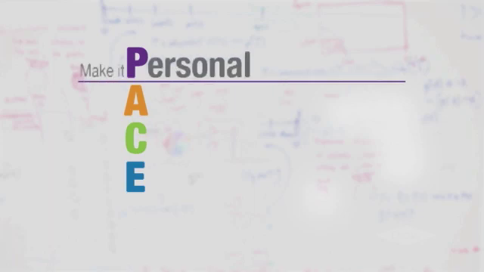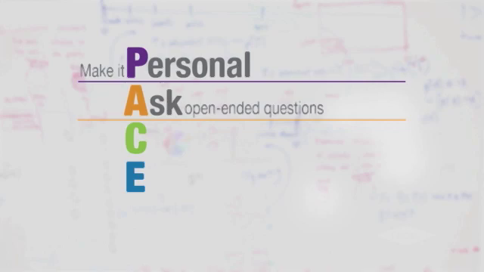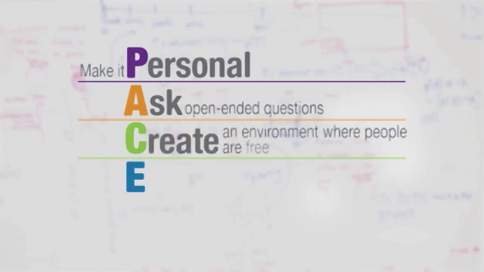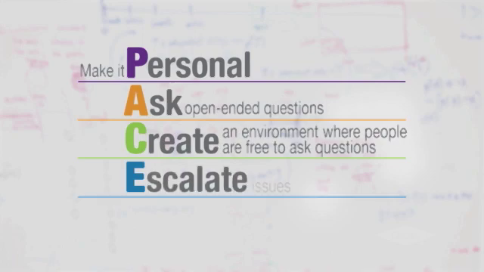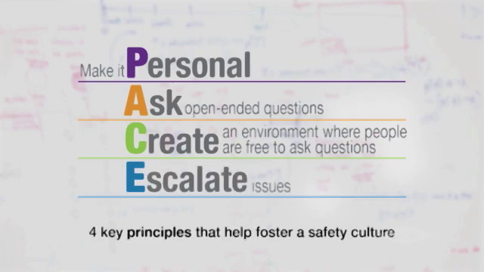Remember, PACE is an acronym used to help us remember a few fundamental principles for communicating about safety. Starting with the P, make it personal. The A is for ask, as in ask open-ended questions. C calls for us to create an environment where people are free to ask questions. And E reminds us to escalate issues that become a problem. All inspection procedures have two things in common. They require a little time and a lot of commitment to improving the safety of your lab.